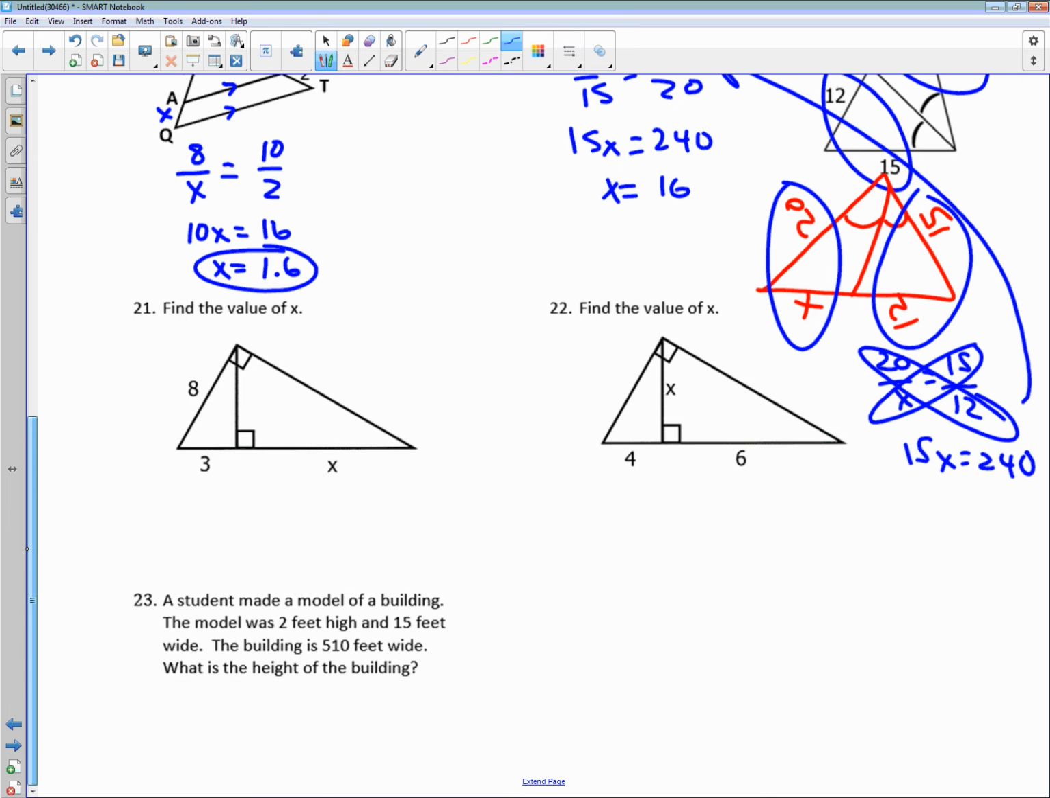Now for 21 and 22, these are a little different. These are altitude on hypotenuse problems. One way we taught these, we're setting these problems up with a geometric mean. You're going to get your geometric mean from starting at the top of the mountain here, whatever you want to call it. And then you're just going to slide down the segment that gives you a number. In this case, I'm going to slide down 8, and that's my geometric mean.